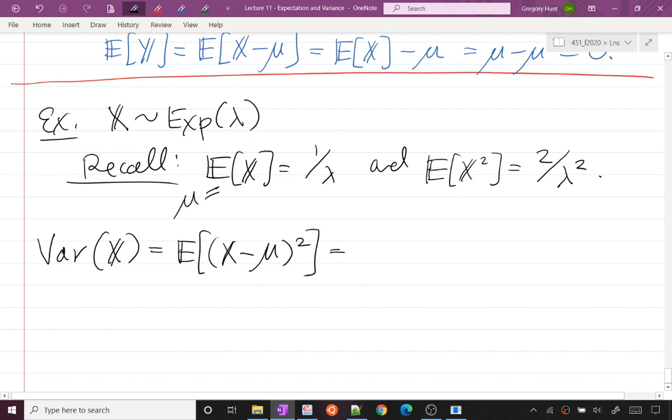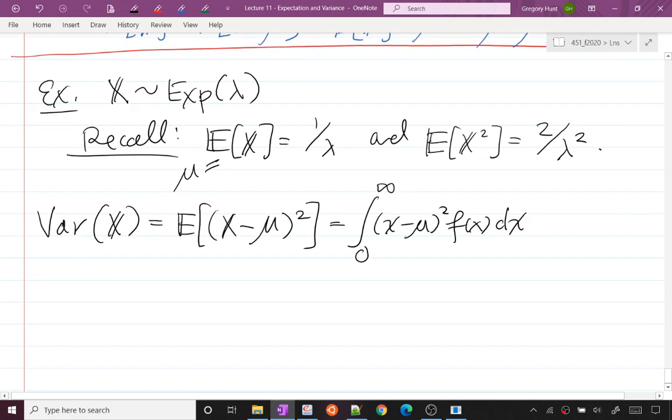And the law of the unconscious statistician says that I can write this as the integral of (x minus mu) squared times f(x) dx. And my integration limits are 0 to infinity because exponential random variables are positive random variables. So let's merrily go about here. Let's expand out my square. Make this really hard for ourselves. x squared plus 2x mu plus mu squared.